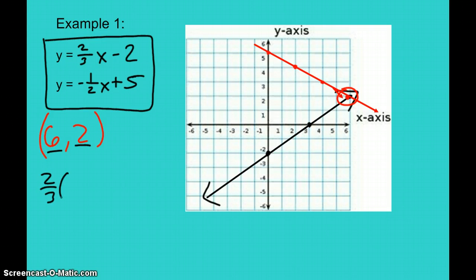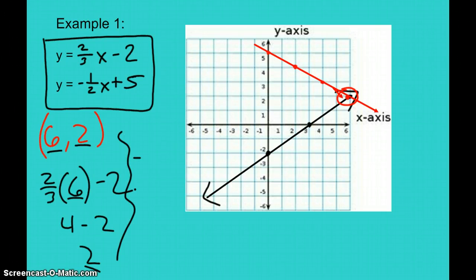So if I plug 6 into my top equation, 2/3 of 6 minus 2, I do 6 divided by 3 is 2, times 2 is 4, 4 minus 2 is 2. So if x is 6, y is 2. And I can do that same thing for the second equation. -1/2 times 6 plus 5. -1/2 times 6 is -3. -3 plus 5 is 2. If x is 6, y is 2 is a solution to both equations.